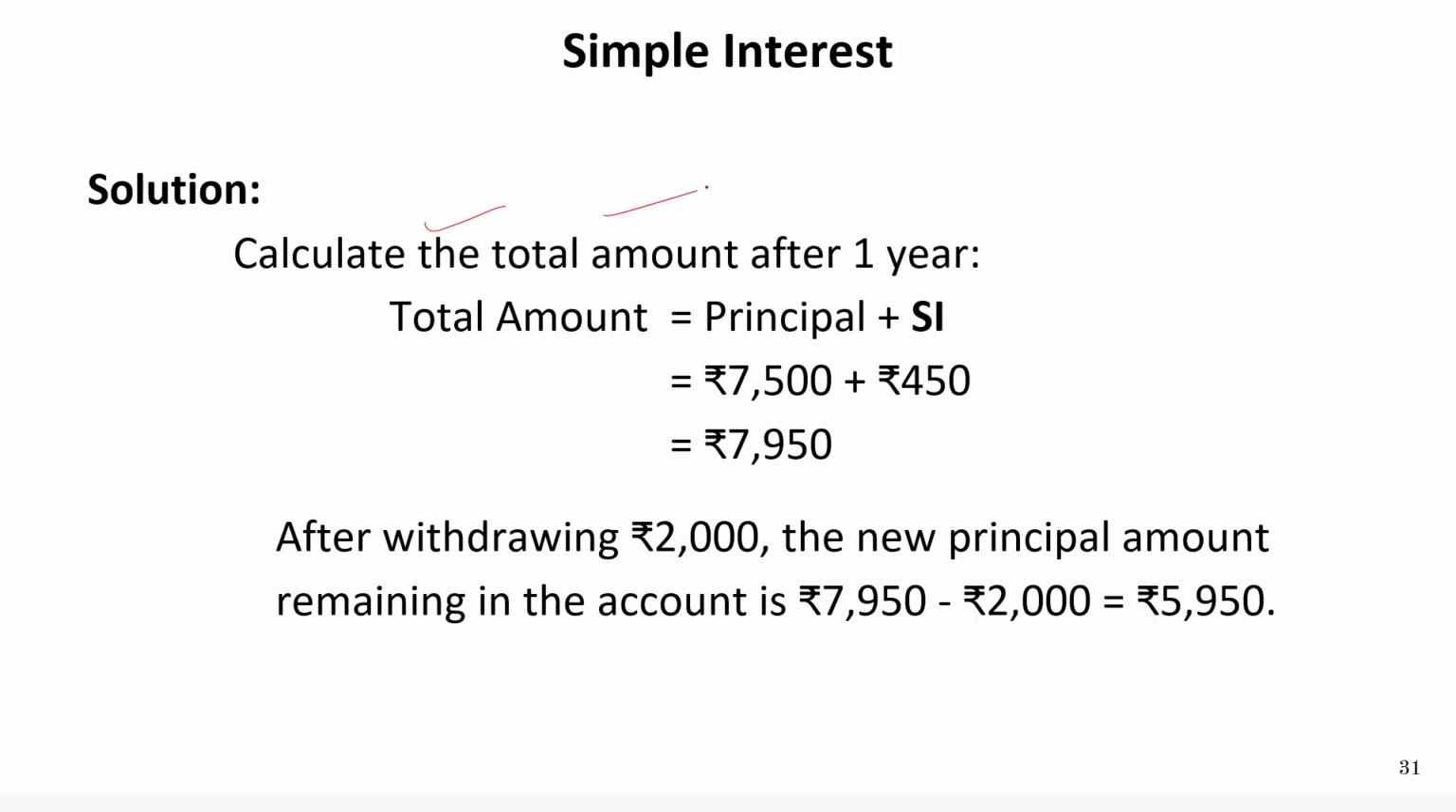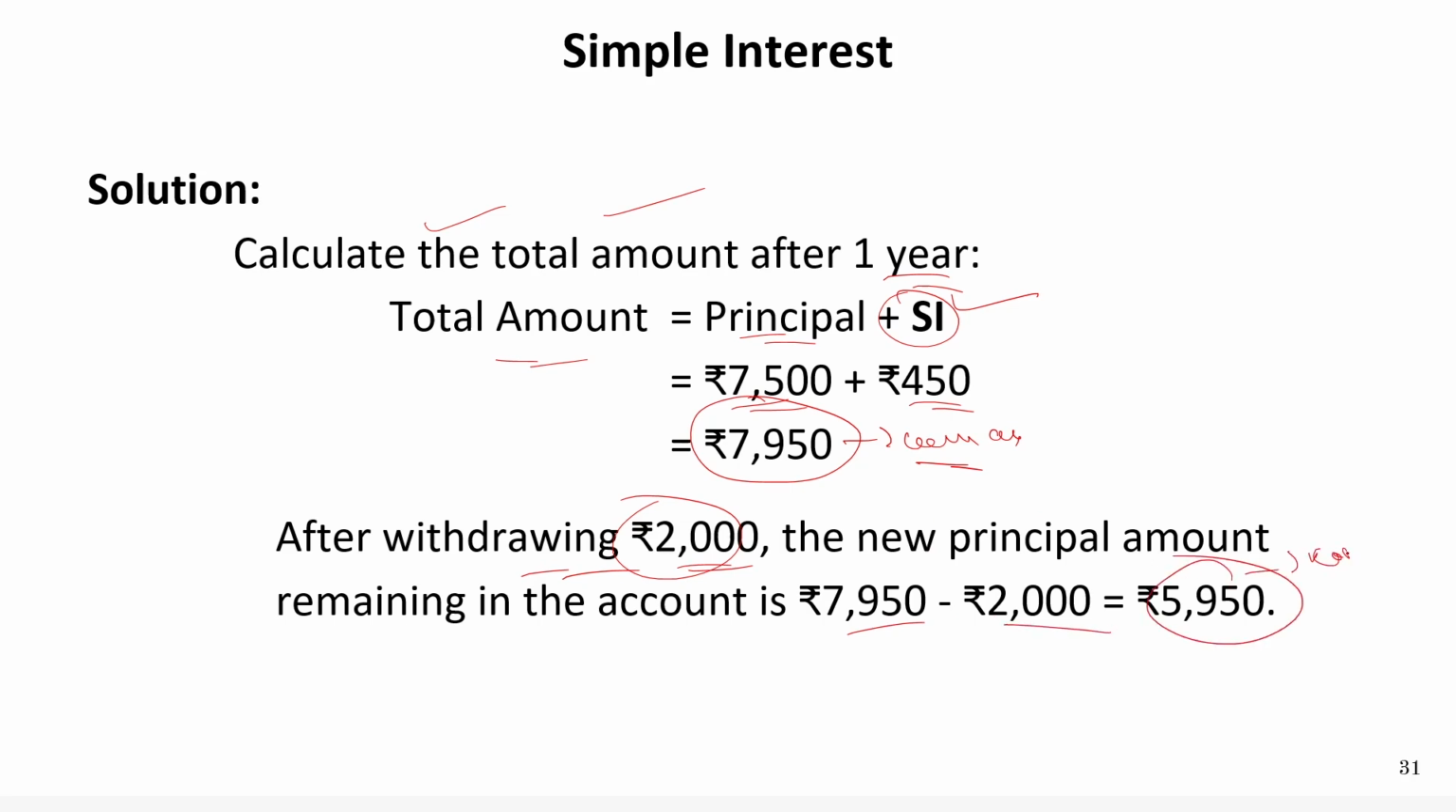So calculating the total amount after 1 year is equal to what? Total amount is equal to principal plus SI. So principal is nothing but 7500 plus SI is equal to 450. So 7950 is the correct answer. So after withdrawing, he withdrew 2000. Then the new principal amount will be what? 7950 minus 2000 is equal to 5950. Correct answer.